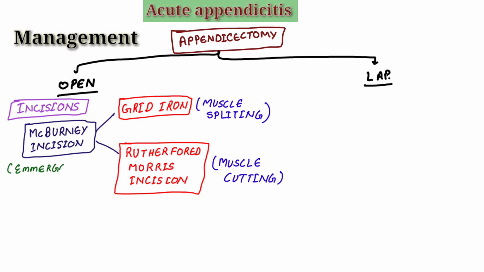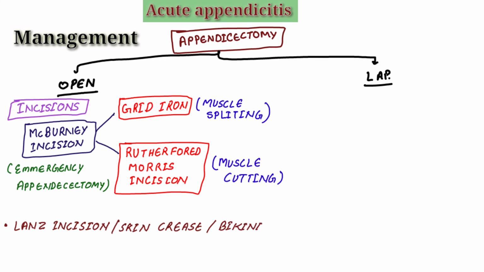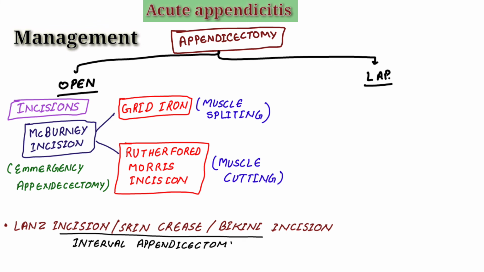McBurney incision is used for emergency appendicectomy. And we know that an emergency incision is a contaminated procedure. Another incision which can be used is Lanz incision or skin crease or bikini incision. This is a cosmetically superior incision, and this is used for interval appendicectomy. And interval appendicectomy is a clean contaminated procedure.